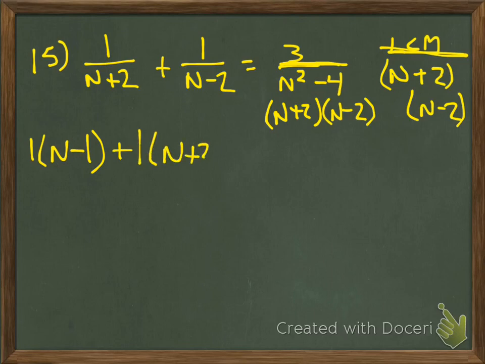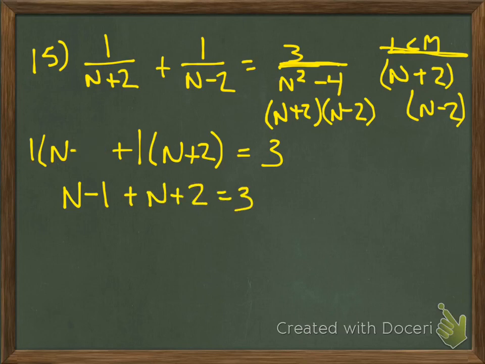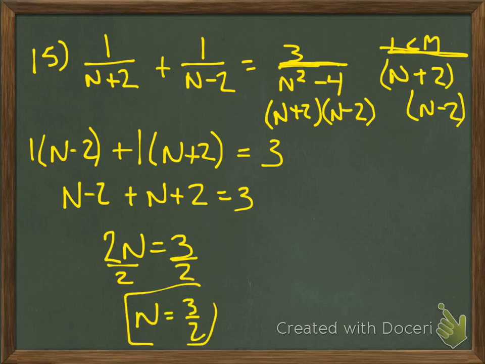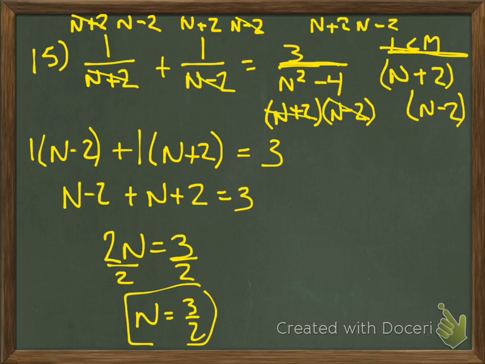The n plus 2's would cancel out on the first one, leaving me 1 times n minus 1. Second one, the n minus 2's would cancel, leaving me 1 times n plus 2. I'll fix that in a second. And on the third fraction, they both cancel out, leaving you just a 3. Distribute, combine your like terms, and then you can see I can divide and finally get my final answer on that one. And you can kind of see how I was canceling everything out.